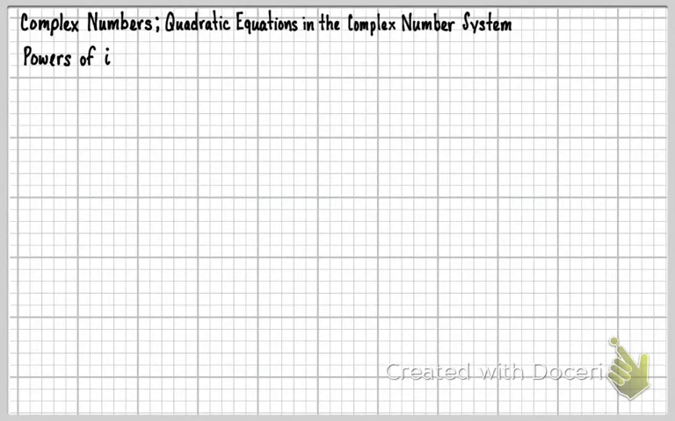Now I want to talk about the powers of i. So I'm just going to run down the list of powers, hopefully far enough for you to understand the pattern, because it is a pattern. So i to the first power is really just i. Now let's take i squared, and we know that's -1. We've been talking about that quite a bit today already.